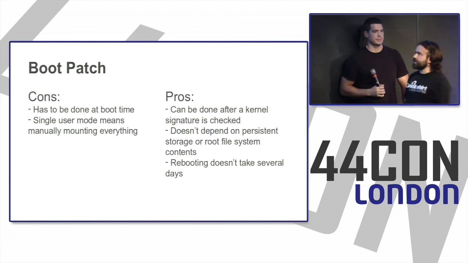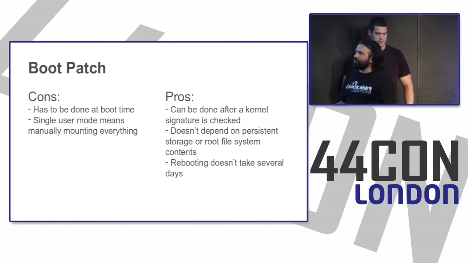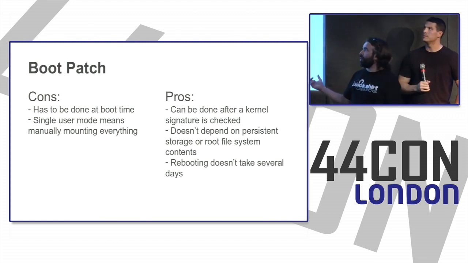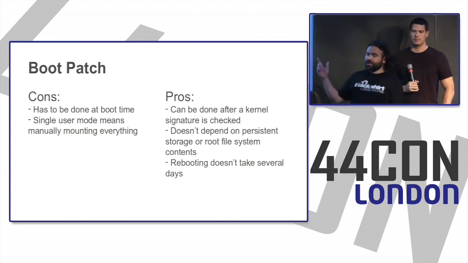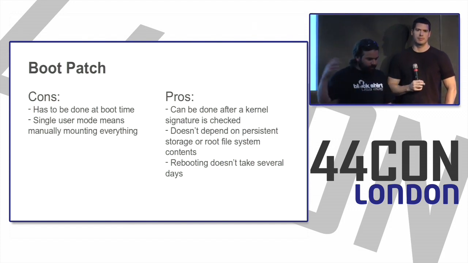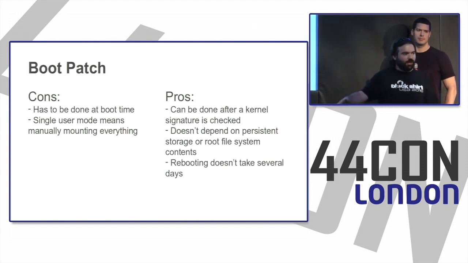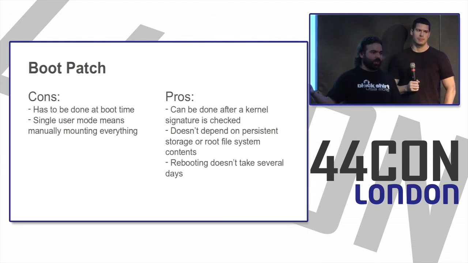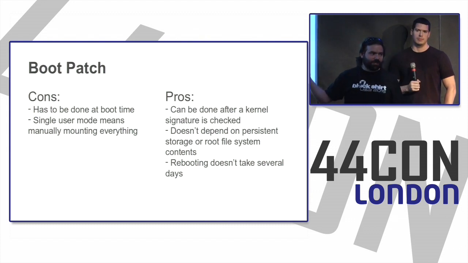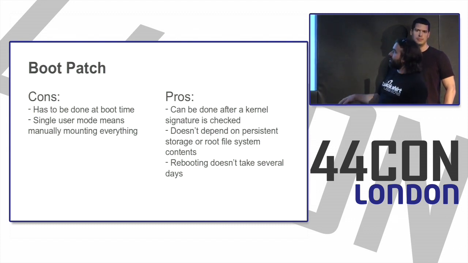So cons, this has to be done once at boot time. Single user mode means nothing's mounted and you have to do everything manually. The pros of this, though, is you can do it after a kernel signature is checked. If you have some sort of secure boot going on, you finish your secure boot process, it checked the kernel image, and it's ready to go execute the kernel image. That's when you start modifying it, and it still thinks it's the same image because it checked the signature once and thought it was done.